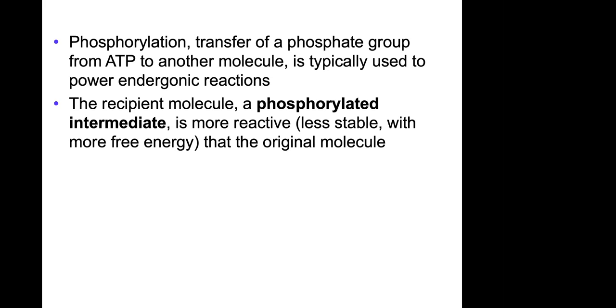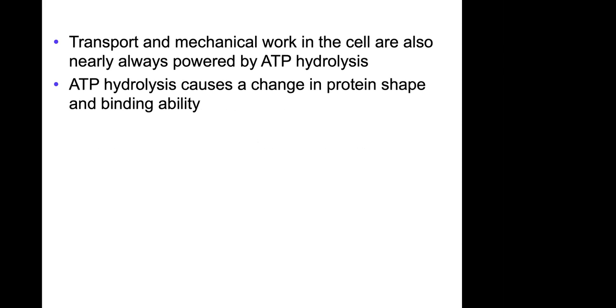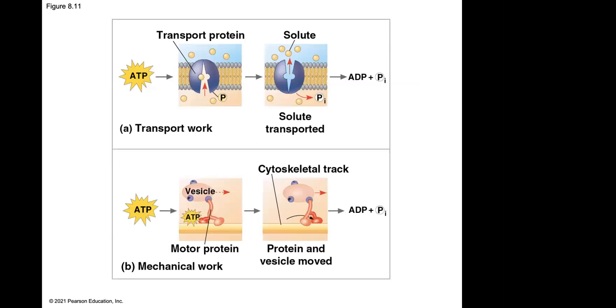Phosphorylation, the transfer of a phosphate group from ATP to another molecule, is typically used to power endergonic reactions. The recipient molecule, a phosphorylated intermediate, is more reactive or less stable with more free energy than the original molecule. Transport and mechanical work in the cell are also nearly always powered by ATP hydrolysis. And ATP hydrolysis causes a change in the protein shape and binding ability.